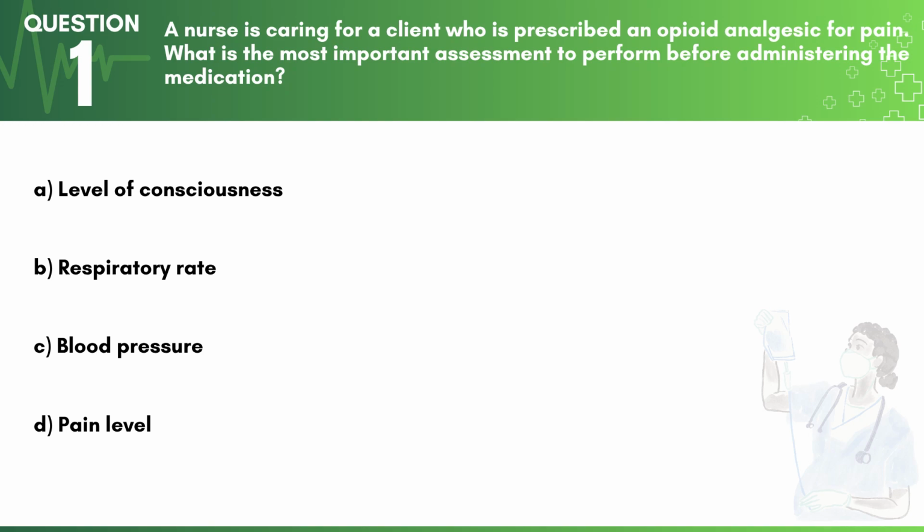Question 1. A nurse is caring for a client who is prescribed an opioid analgesic for pain. What is the most important assessment to perform before administering the medication? A. Level of consciousness. B. Respiratory rate. C. Blood pressure. D. Pain level.